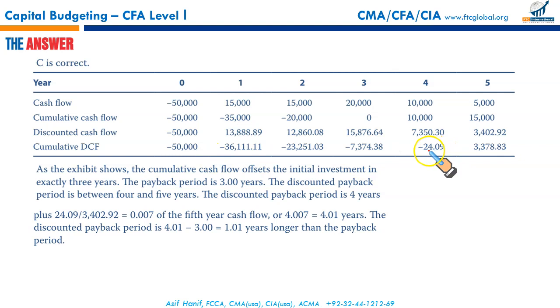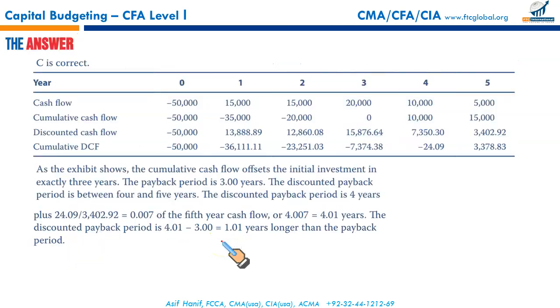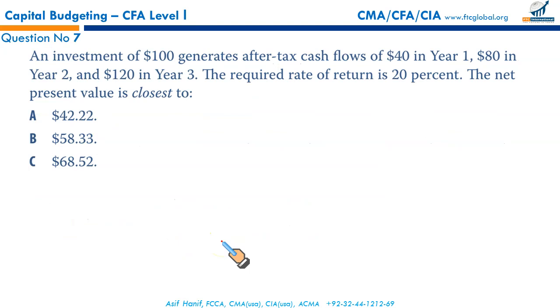Still we need $24 from the 5th year. So you're going to write 24 upon 3378. Whatever the fraction comes, need to add it in 4. That gives you 4.007. Right? So we were required to calculate the difference between the payback and the discounted payback. So the discounted payback is 1.01 years longer than the payback period. So that is C.